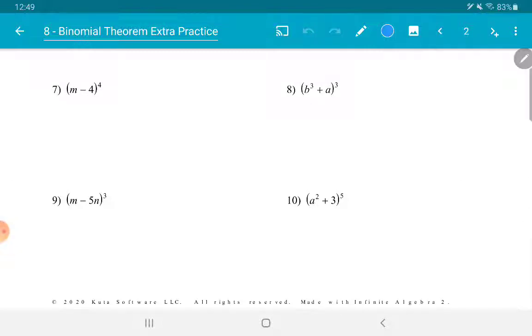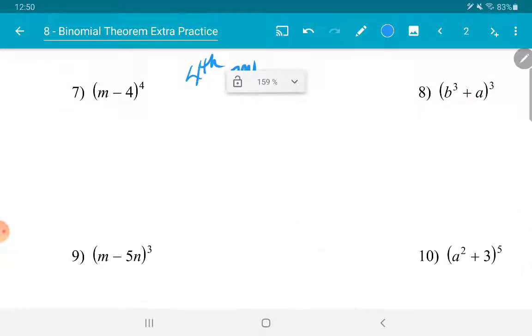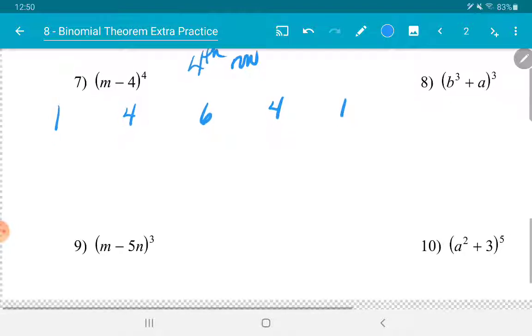So let's look at some of those basic expansions. So let's look at (m - 4)^4. The thing that you need to do is think, okay, it's to the fourth. So we're going to use the fourth row of Pascal's triangle. Okay, so I'm going to make that a little bit bigger. So the fourth row means it goes 1, 4, 6, 4, and 1. And this is just how I organize the work. You can choose how you want to do it.